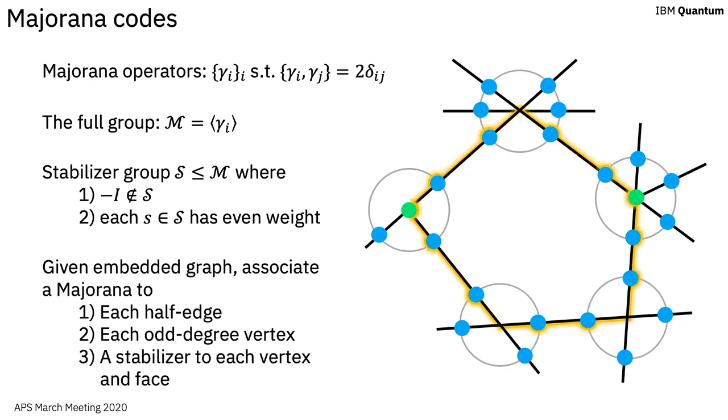Now, I've just told you where to put the Majoranas, but you also have to define stabilizers for them. So the stabilizers are associated to each vertex and also each face. This picture on the right is supposed to be representing that the vertex stabilizers are the product of all Majoranas on half edges around that vertex, and also possibly a Majorana at that vertex if it's an odd degree vertex. And a face stabilizer is the product of all Majoranas around that face on the half edges only. So it's outlined in gold on the right. And what sort of struck me about this rotation system picture is that we have these abstract half edge objects that we use to define the graph, but now we're instantiating them with something physical, these Majorana operators.